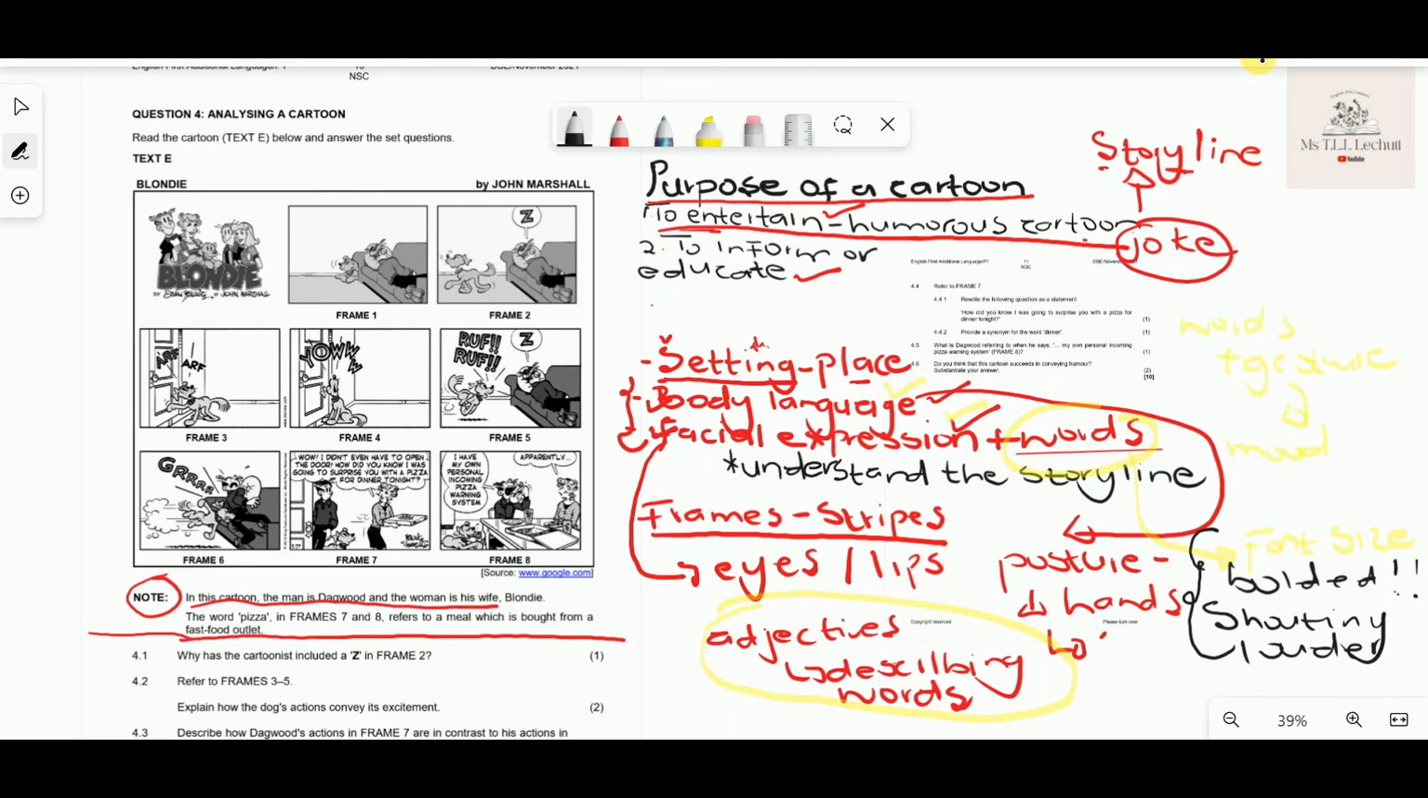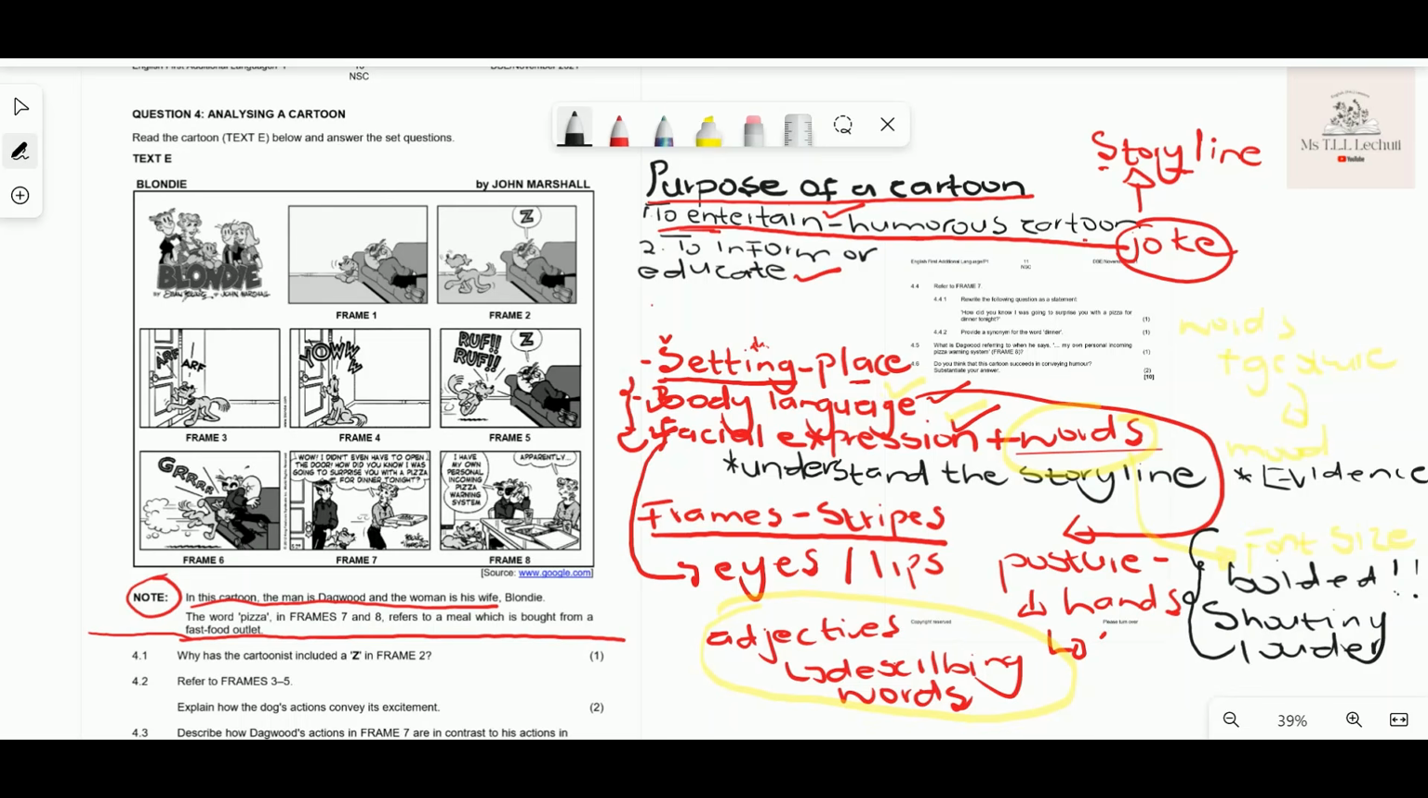How are they being printed? Are they in bold? Are they in capital letters? That's where you can qualify your answer to say, indeed, this character is saying these words louder because they are in capital letters, they are bolded with an exclamation mark, and the character's mouth is also wide open. So in essence, for you to respond to questions based on a cartoon, we are going to rely on what? On evidence. And where are you going to get your evidence? Body language, facial expression, as well as the words of the characters.